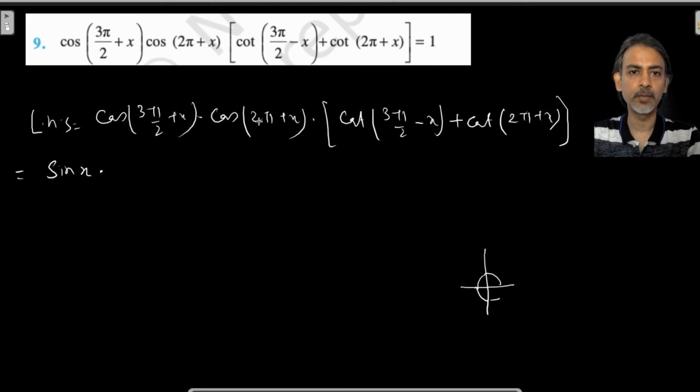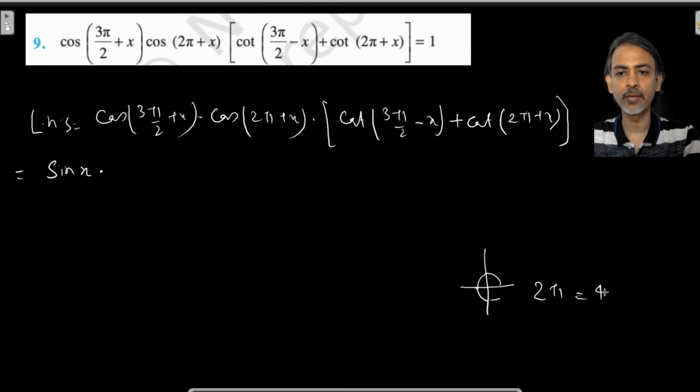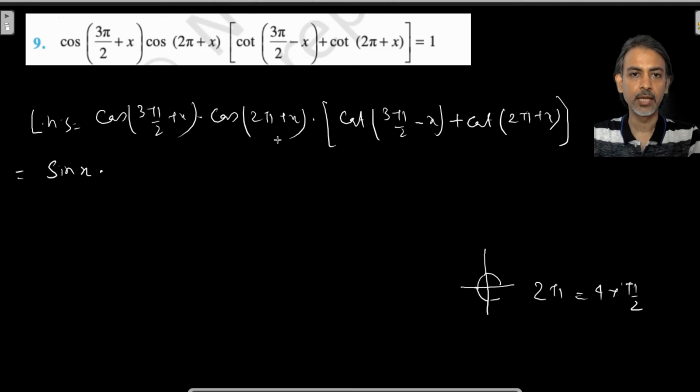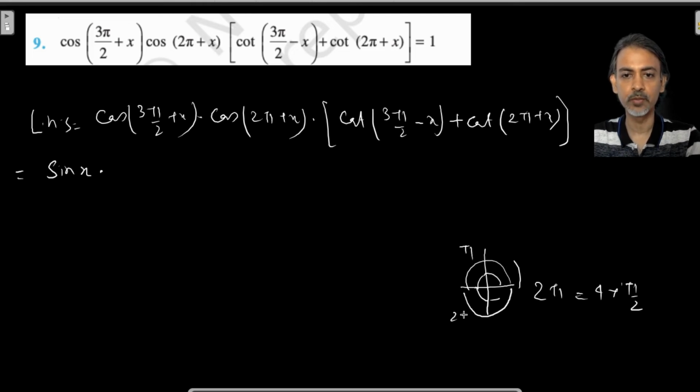Now cos of 2 pi plus x. 2 pi is what? 2 pi is 4 into pi by 2, which is an even multiple. So cos will remain as cos, and this is 2 pi plus x. So this is pi, this is 2 pi, and then this is x. So this is going to be again in the first quadrant. So cos of 2 pi plus x is nothing but cos of x.